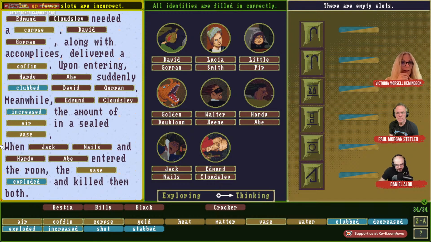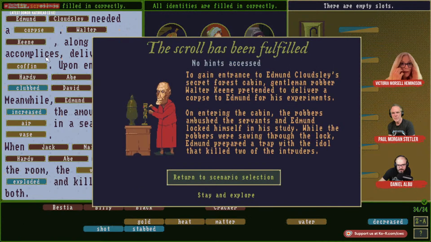Wow. Okay. Hold on. That's correct. Okay, 2 or fewer. Oh, wait a minute. So David Gorin didn't come in. It's the other thief guy who came in. David Gorin got clubbed. But the other guy, Edmund, what's his name? Walter. Switch out David Gorin. Walter Keane with David Gorin at the top. Yeah, Walter Keane. Yes. That one. There you go. That has to be right. But we still have to do that other side.